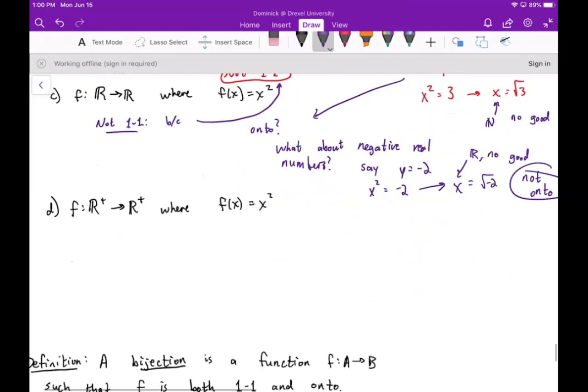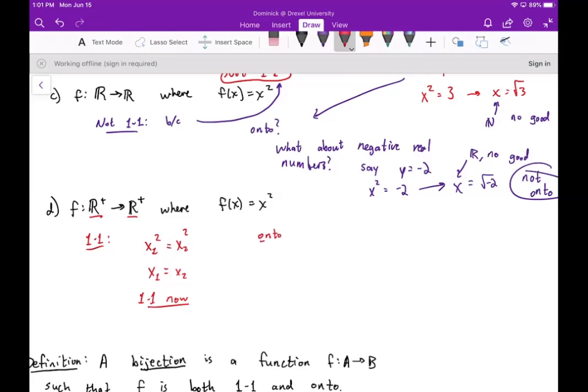Okay, so finally, if we look at the case where we have positive real numbers to positive real numbers, then it looks like that fixes all of our issues because now the one-to-one proof would look like x1 squared equals x2 squared. But then when I take the square root, even though I do have the plus or minus here, I'm only entering in positive values, so I don't have to worry about the negative. So this is now one-to-one, because I can't plug in a negative number.